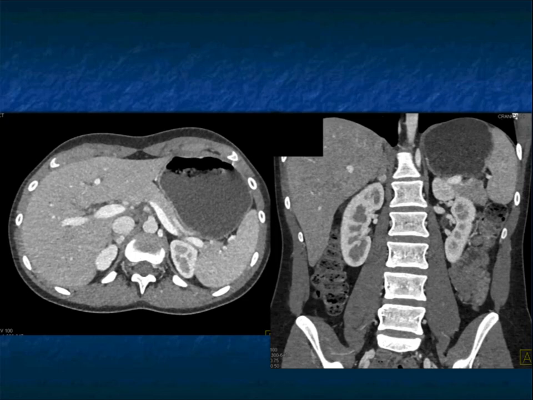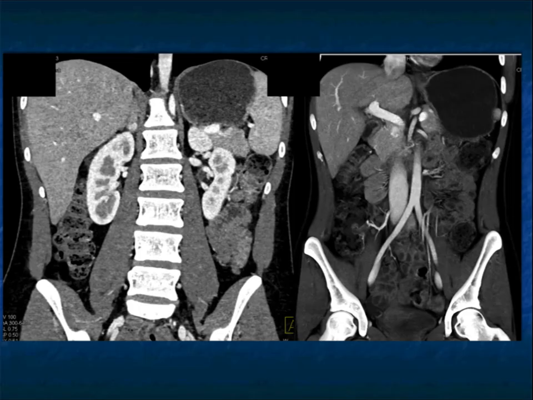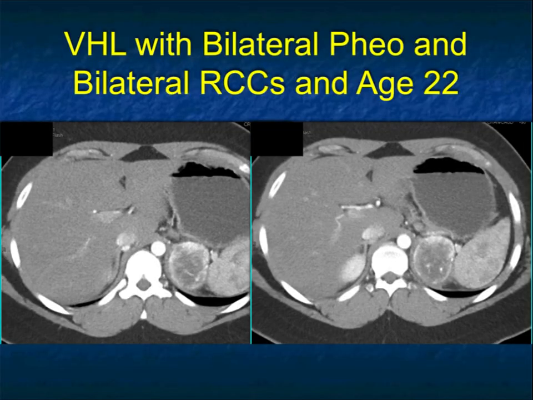Obviously, when you're looking at patients with syndromes, you'll look at the pancreas, you'll look at the adrenal, you look at the kidneys, because multiple organ involvement can be seen, and you can see how subtle it is. These lesions are seen because this is arterial phase imaging. If you didn't have arterial phase imaging, you might have missed both the adrenal and the pancreas lesion.